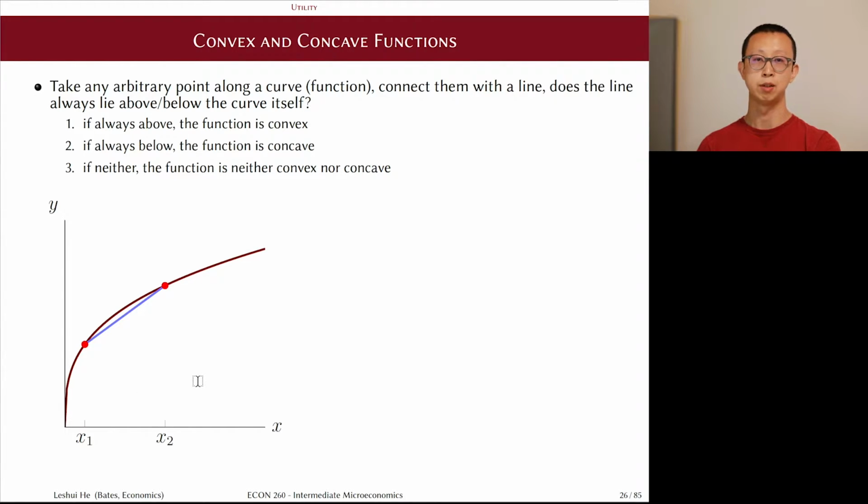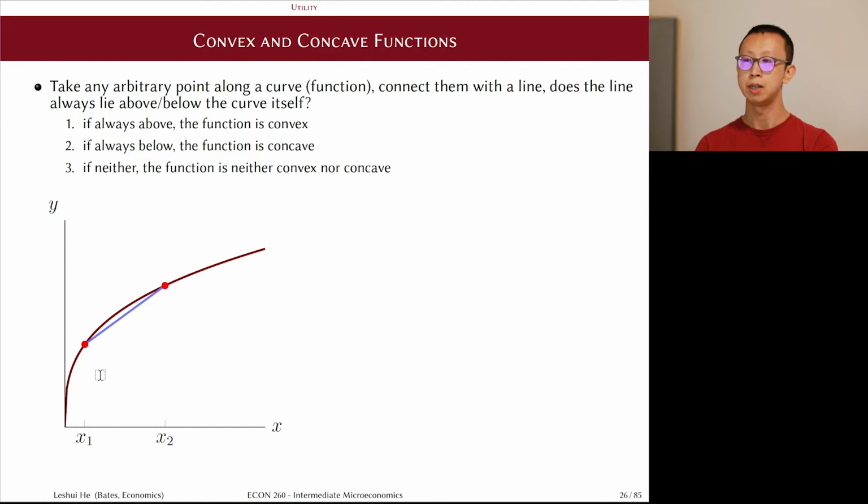Let's say I have a simple function like this, which increases from the origin and then bends downward like that. So how do we describe this feature? Well, one way to think about it is that if I pick any two arbitrary points along this curve, and then thread a line across these 2 points that I just chose, will this line lie above or below this particular curve?